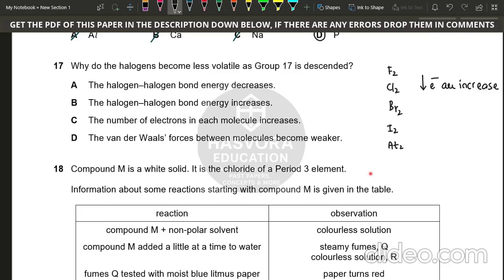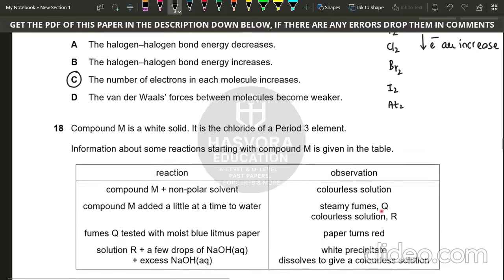Okay, so the number of electrons is increasing. So you can see the statement for C, the number of electrons in each molecule increases. So C will be your answer, because it increases your intermolecular forces of attraction, your temporary dipole forces. Because they're homonuclear molecules, they will not have a permanent dipole, so it actually increases the temporary dipole forces.